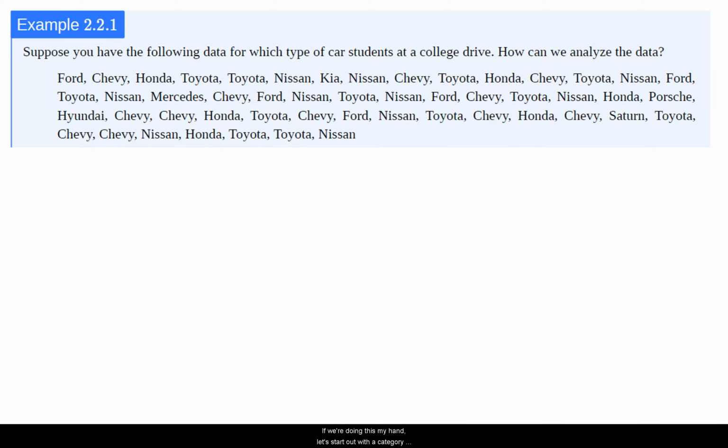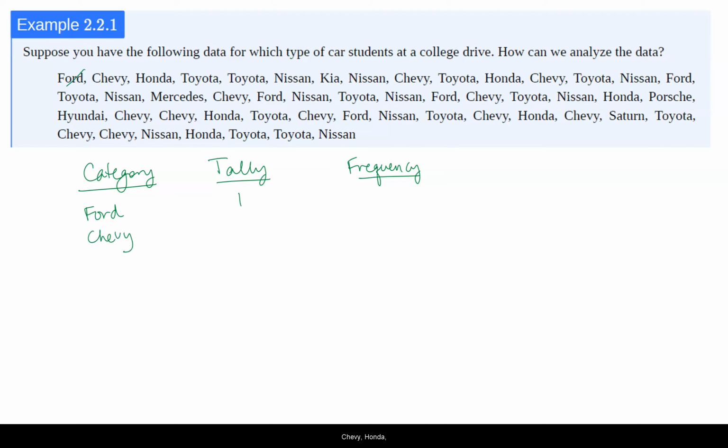If we're doing this by hand, let's start out with a category and we'll do a tally. And the tally is just our informal way of counting. At the end, we'll put the frequency so that we have that information easier to read. So we have the first one, Ford, Chevy, Honda, Toyota, another Toyota, so I'm going to put a mark in the Toyota column, Nissan, Kia, and we can do this and keep doing it until we get them all down.